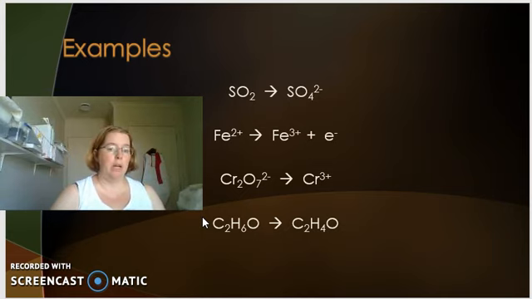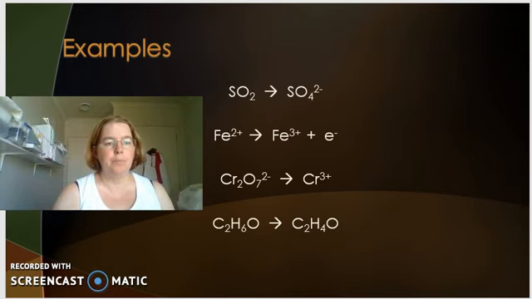And the last example we've got down there is ethanol turning into ethanal. Now, we haven't covered aldehydes yet. That'll be something we'll look forward to in organic. But ethanal has a double bonded oxygen. Ethanol has a single bonded oxygen. So we are increasing the bonds to our oxygen. That makes it oxidation. We are also losing hydrogens. We're going from 6 hydrogens on the left-hand side to 4 hydrogens on the right-hand side. So that must also indicate oxidation.